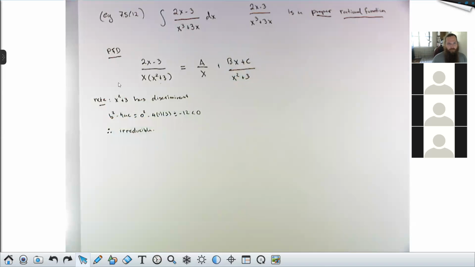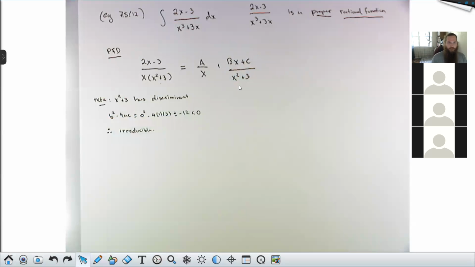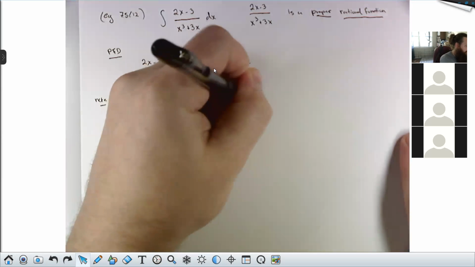All right, and from here you would proceed just as we did in the problems in our previous lectures. Clear out the denominators, use the Heaviside trick to get as much as you can, and then equate coefficients to get everything else. So proceed as normal.